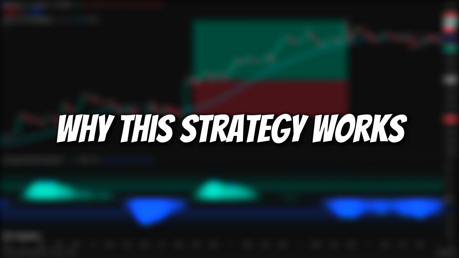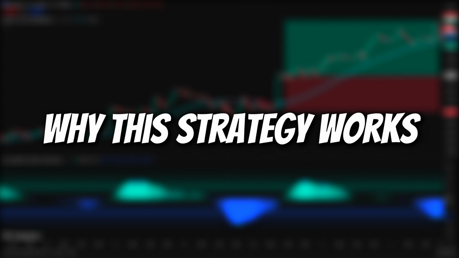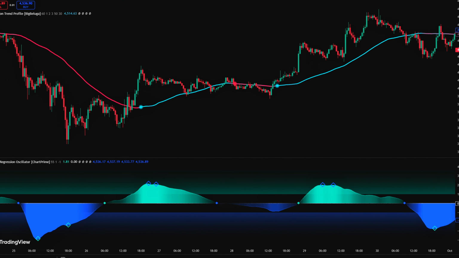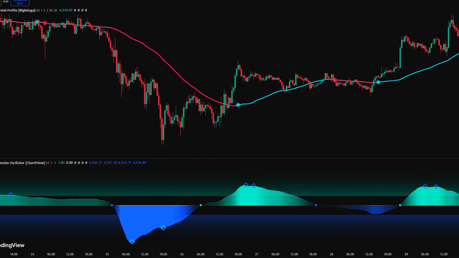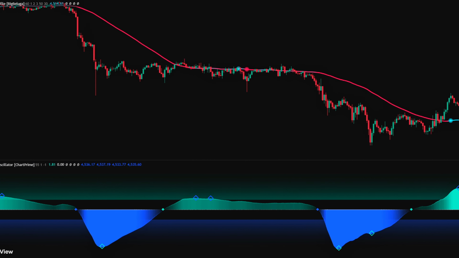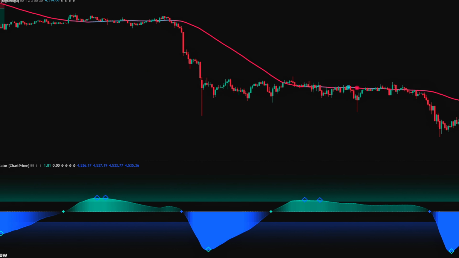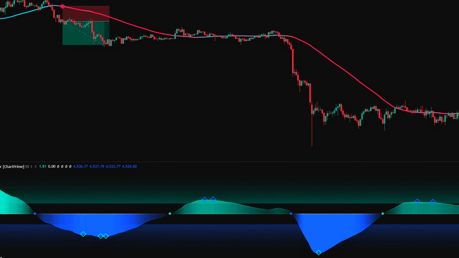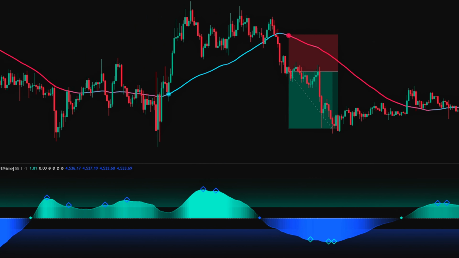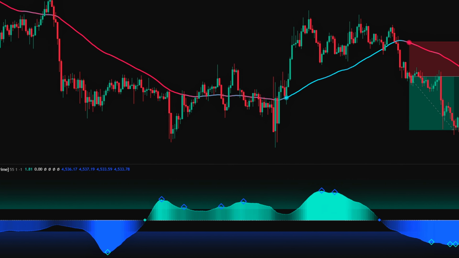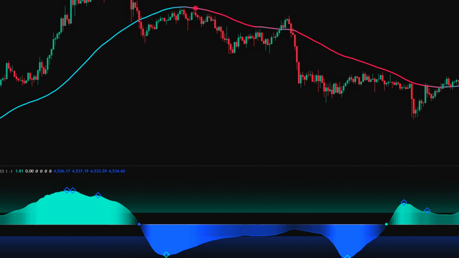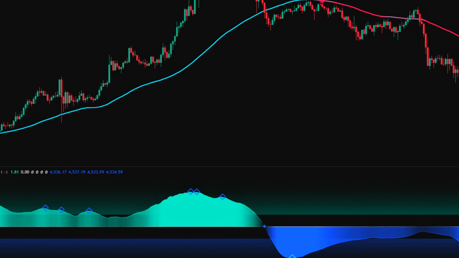Step 5. Why this strategy works. This strategy works because it blends trend direction, momentum confirmation, and price action validation. The Deviation Trend Profile identifies potential reversals and filters noise. The Linear Regression Oscillator confirms whether momentum aligns with the direction of the trade. The final candle confirmation ensures entries are made only during strong directional moves. This layered approach reduces false entries and gives traders higher confidence in execution.